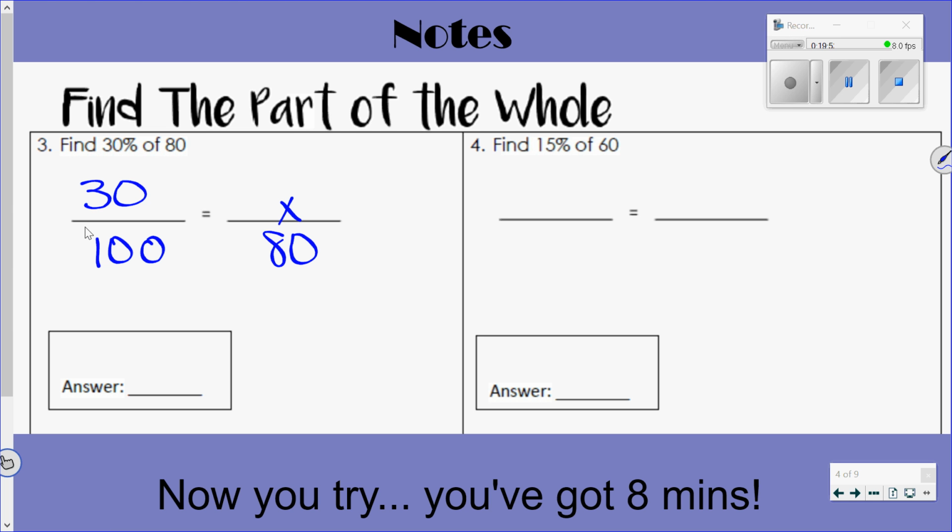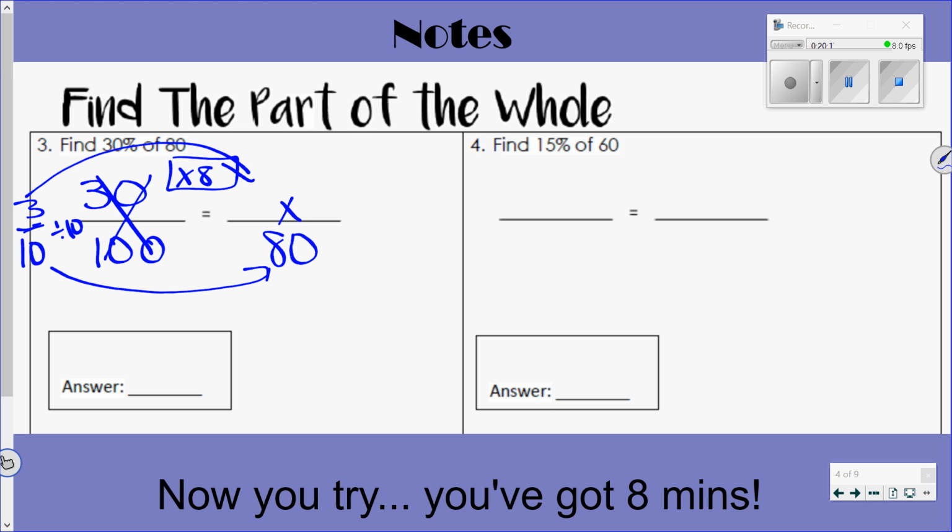Okay? So is it easy to go from 100 to 80? No. So can I step this one back? Yes. What would I divide by? 10. So I divide by 10. That gets me 3 and 10. Cross that one out because we step back. Can I go from 10 to 80 easily? By what? Times 8. So guess what I do to the top? Times 8, which gives me 24.